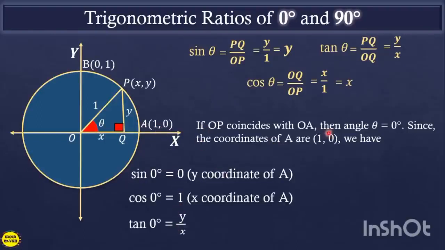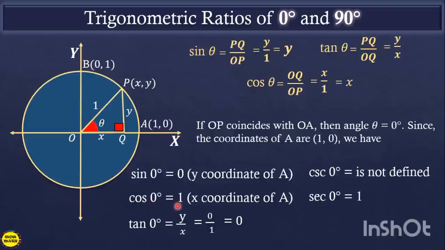Para makuha naman si tangent, y over x lang. Your sine divided by your cosine. So, 0 over 1. And 0 over 1 is equal to 0. So, tangent 0 degree is 0. Now, paano natin kukunin si cosecant? So, reciprocal lang po. Ano ba reciprocal ni 0? So, reciprocal ni 0 is not defined. So, undefined po yan. And then, reciprocal po ni cosine. So, that is 1. And then, for the reciprocal of tangent 0 degree, I mean, not defined. So, undefined po.